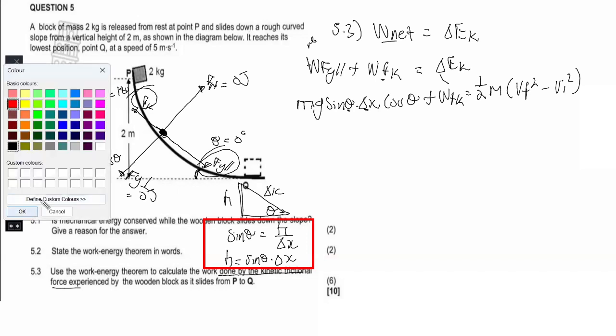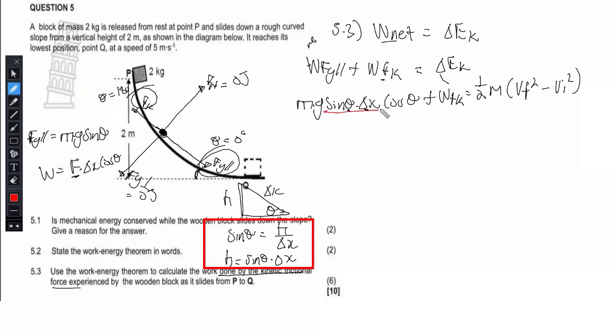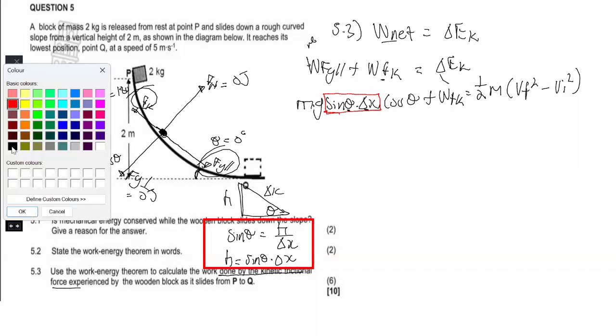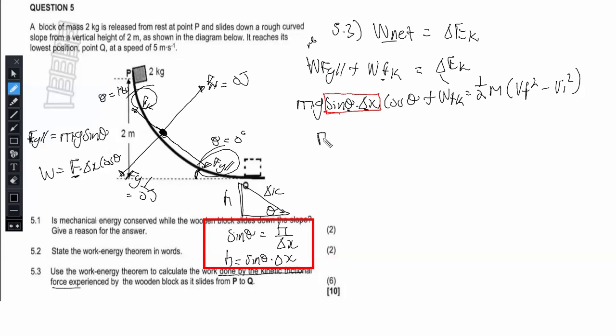Now that I've found that expression, I can replace the sine theta delta x here by h, right? Because I've concluded that h is equal to sine theta times delta x. So now this will be what? Mg times the height and then cos theta. Now the theta that I have here is not the same theta as this one. This theta is the theta of the displacement and the force, right? So this is the one that can either be 0 degrees or 180 degrees.